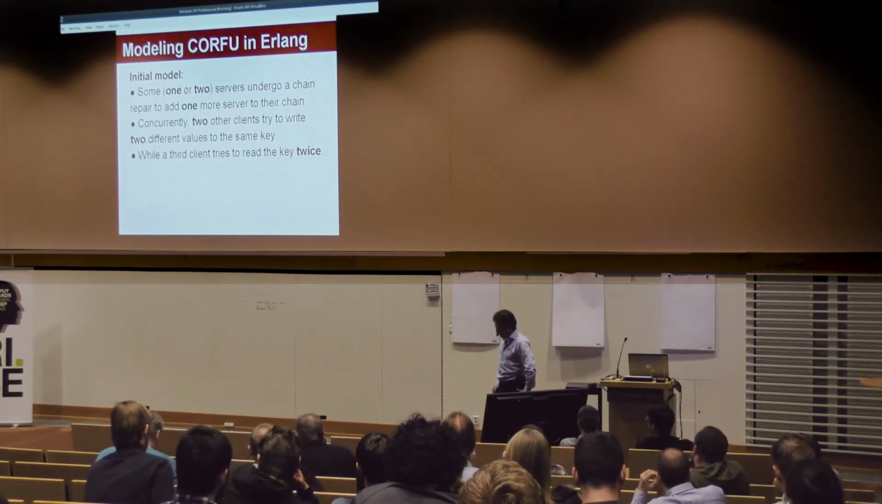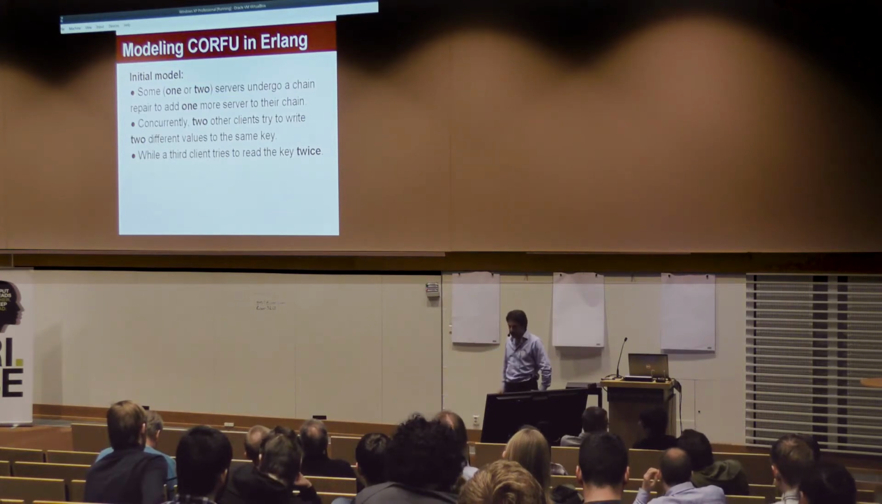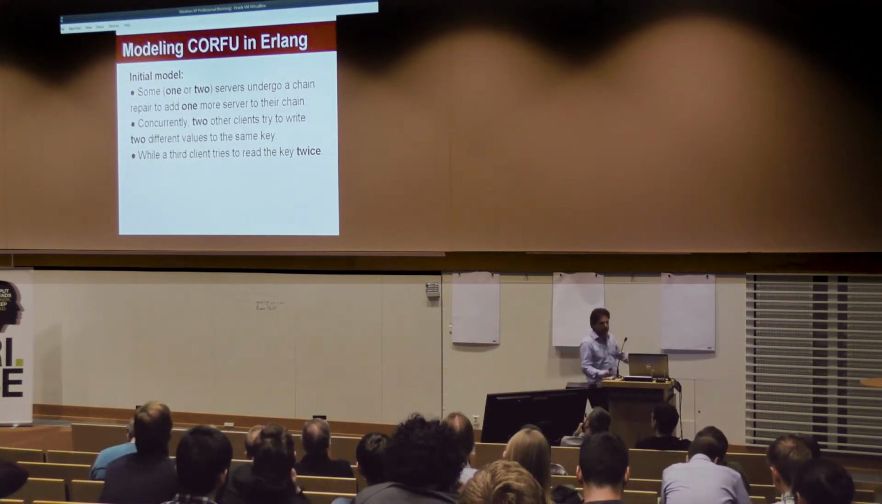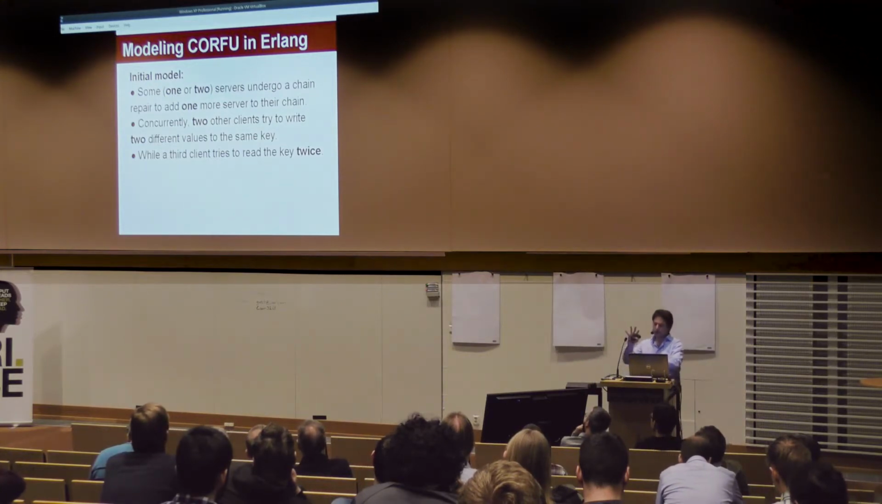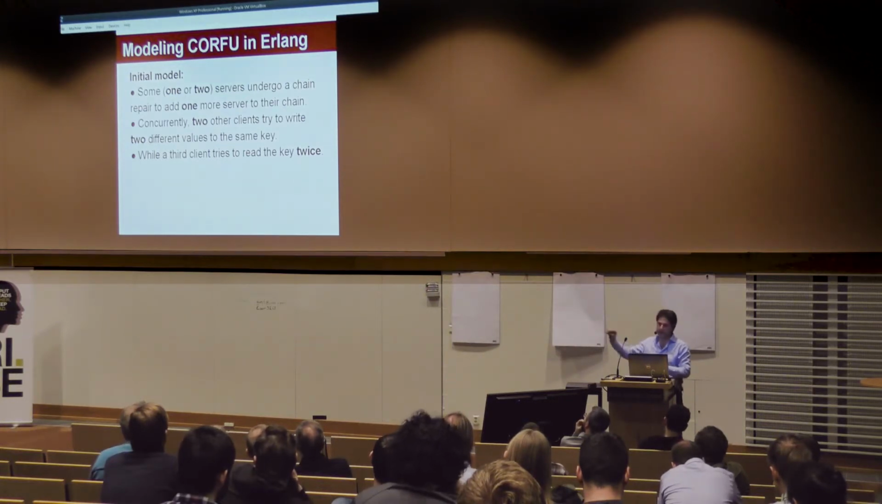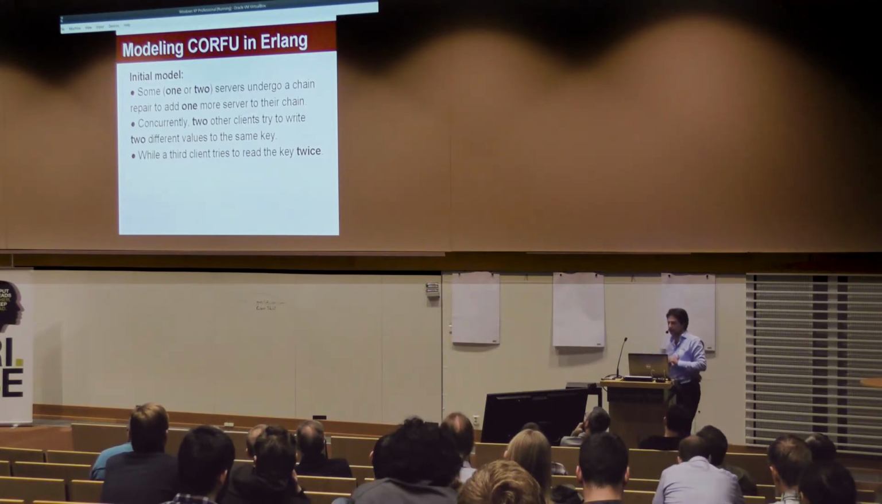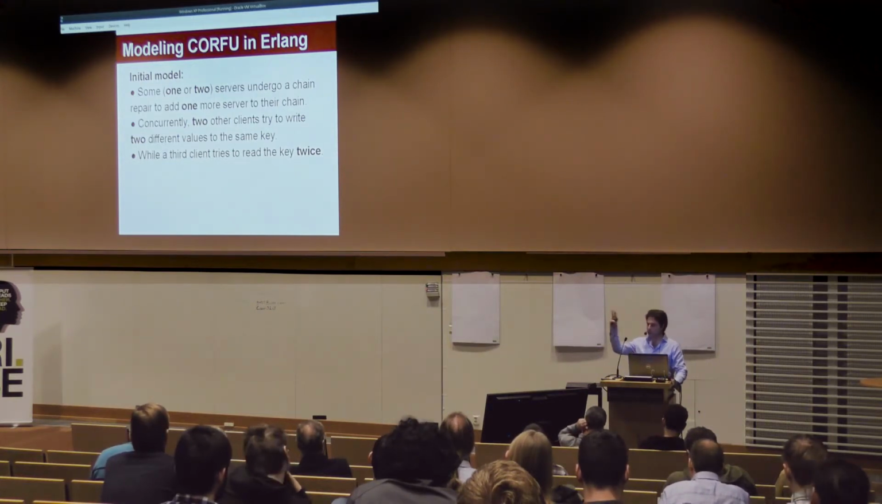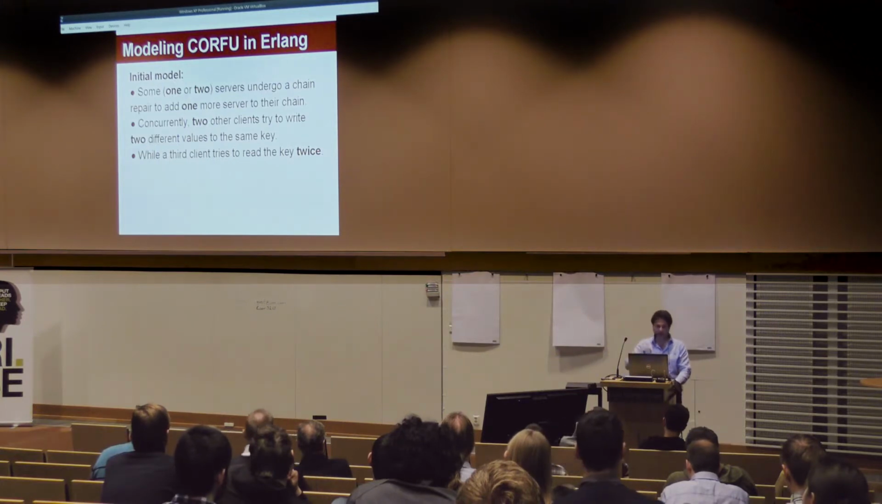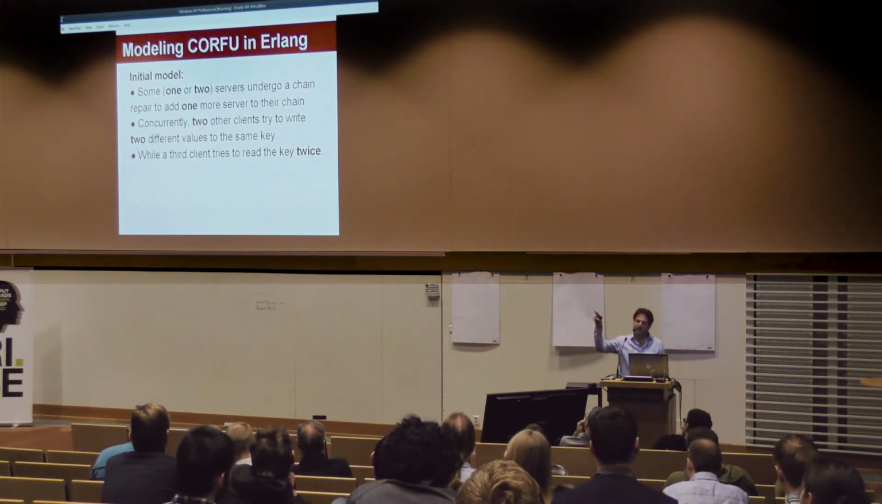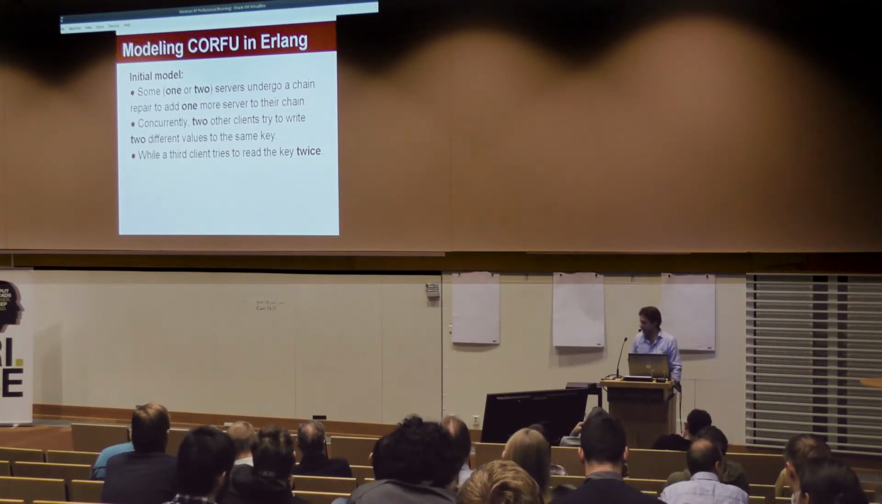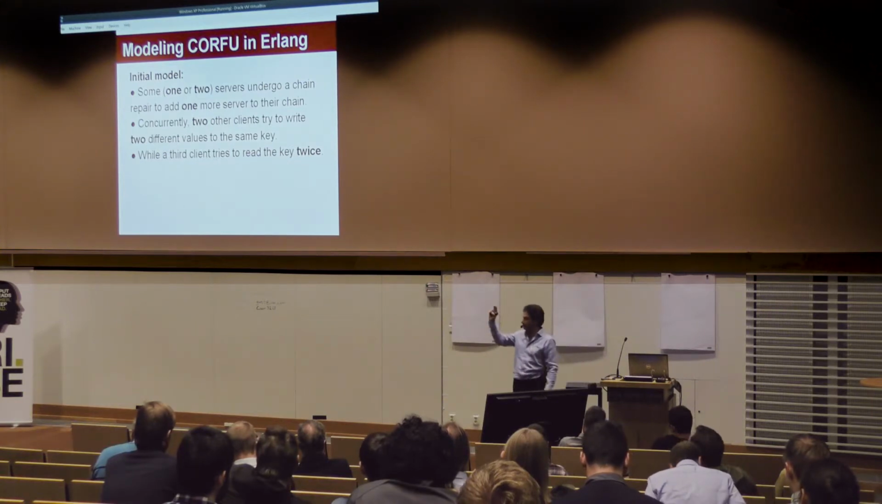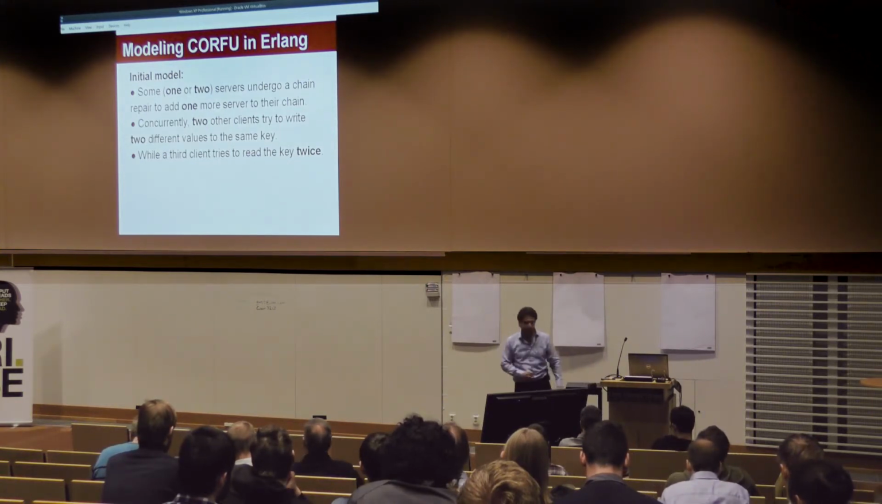The first thing we tried is to have an initial model that does the following things. We are modeling now a chain repair. So we want to have a number of servers that undergo a chain repair to add one more server to the chain. The minimal configuration for checking that everything goes okay is to have either one server or two servers. With one, you can add it either to the tail or to the head. And with two, there is also the possibility of adding the new server in the middle. So you can convince yourselves that you actually need to check both the case of one and the case of two.